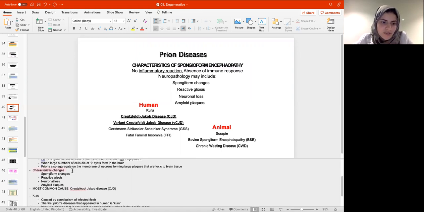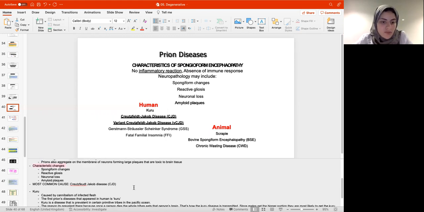Here are some characteristic changes that are written here already. Spongiform. You'll find spongiform changes, which is basically the brain looks like a sponge. Reactive gliosis, it's a normal process that happens in response to injury in your brain. Neuronal loss as well, because they're degenerating, and amyloid plaques begin to form as well.